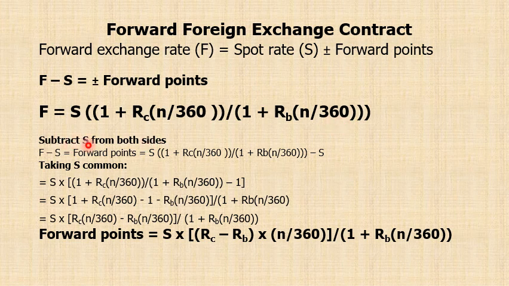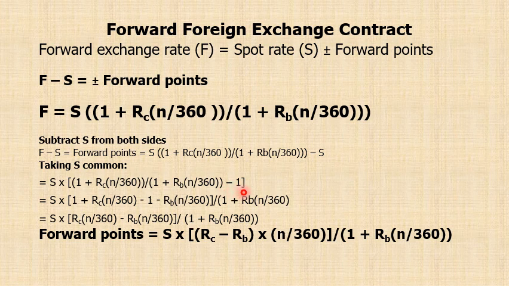If we subtract S from both sides of this equation, we get F minus S on the left hand side, which is basically the forward points. On the right hand side, we get S into 1 plus RC into N by 360 divided by 1 plus RB into N by 360 minus S. The forward points is equal to S into 1 plus RC into N by 360 divided by 1 plus RB into N by 360 minus S. With a bit of mathematics, when we take S common, we get S into 1 plus RC into N by 360 divided by 1 plus RB into N by 360 minus 1.